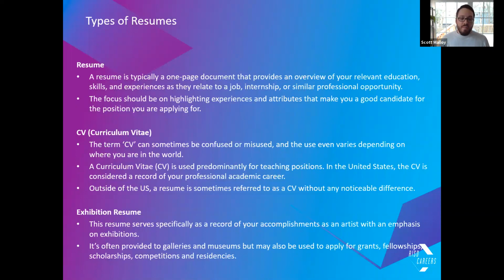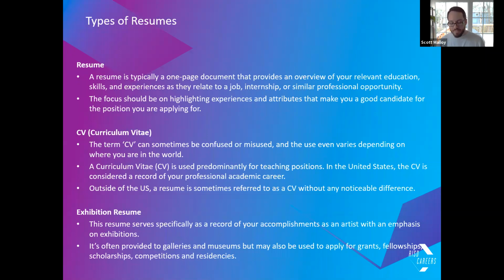This will make more sense as we go into each version, but just keep that in mind. And then last but not least is more of an exhibition style resume. This really serves as a record of your accomplishments as a fine artist, with a specific emphasis on exhibitions and showing your show history. This kind of document is most often provided to galleries and museums, but you might also be submitting it as part of grants, fellowships, scholarships, artistic competitions, residencies, or those types of fine art opportunities. So that's just to set the stage for these three different versions, what these terms mean and how they're normally defined.